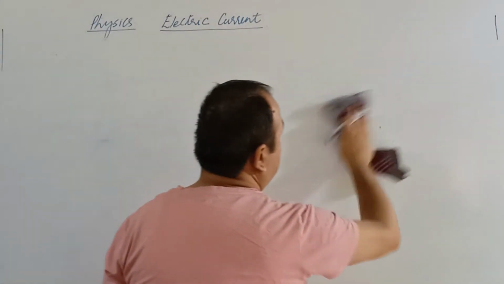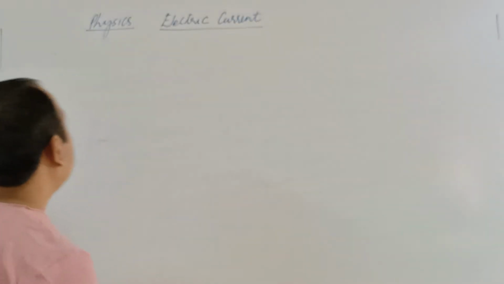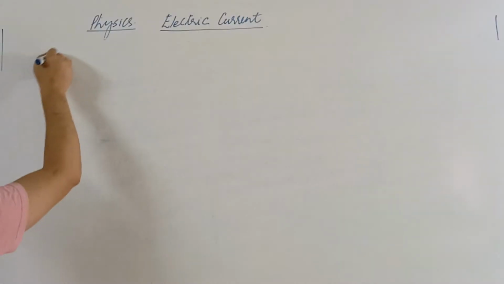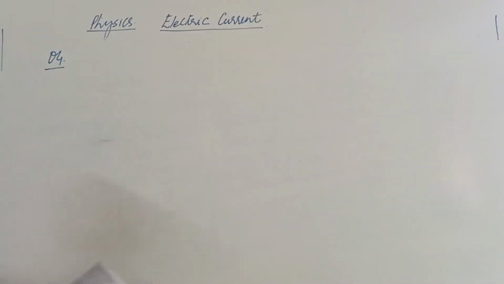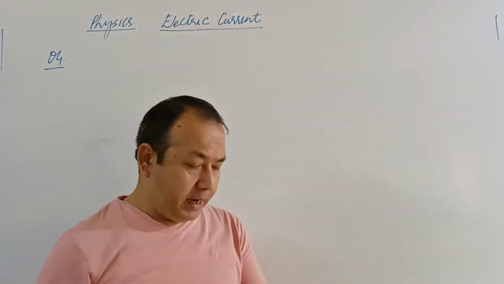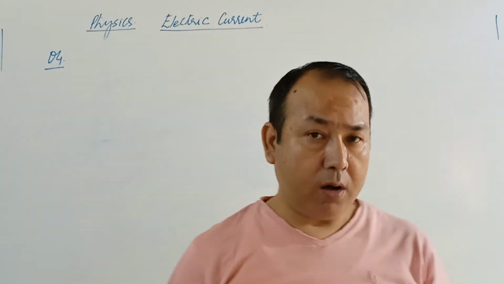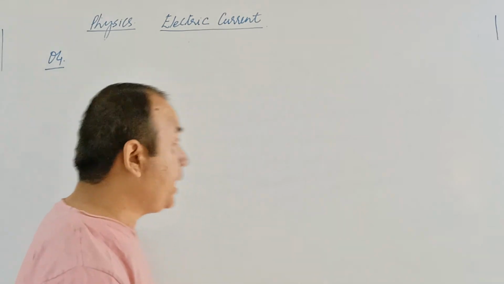Question number 4. Now here in question number 4, it is given that an electric bulb draws 1.2 ampere.